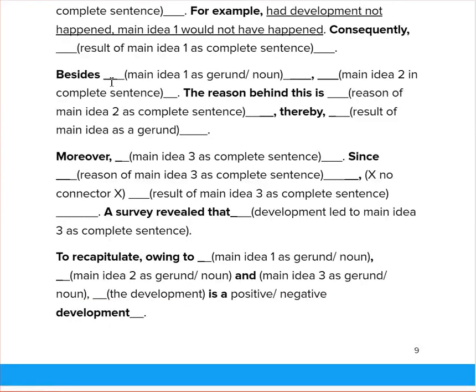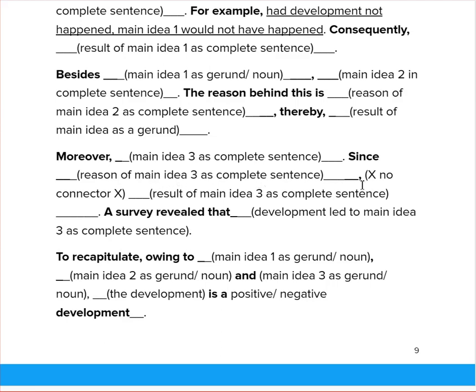Using the second paragraph, how to write for the second paragraph: besides is the transition, main idea 1 as a gerund noun, comma, main idea 2 in a complete sentence. The reason behind this, for explanation, is the reason for main idea 2 as a complete sentence, and thereby the result of main idea 2. Moreover, main idea 3 as a complete sentence, since the reason of main idea 3 as a complete sentence.